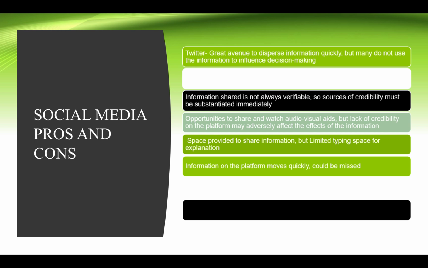The other thing that's a pro is that the information on the platform moves quickly, and that is what we want when we are sharing information with the people we come in contact with and our target audience. Now, the con about having information moving quickly is that some target members of our population could miss that information, and that would be a con for us.